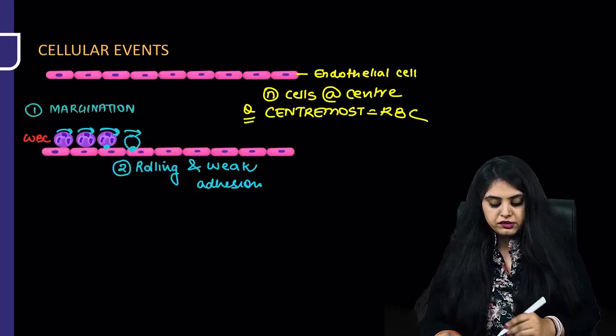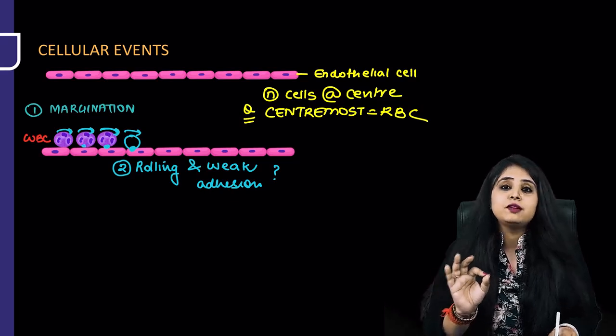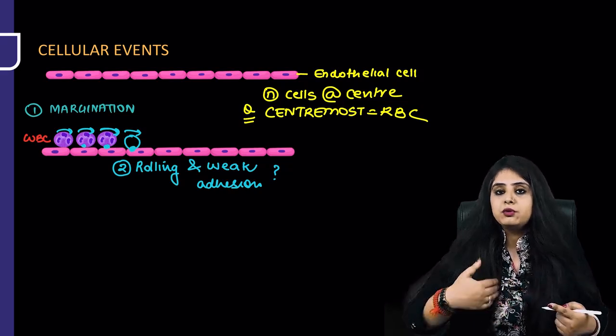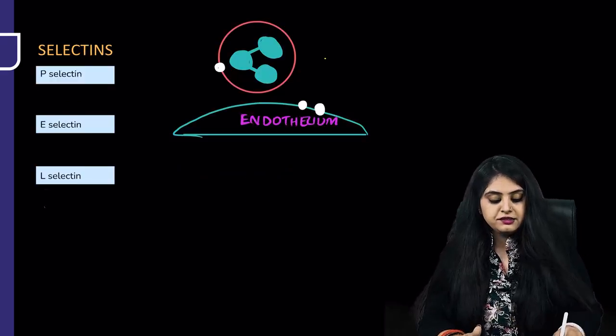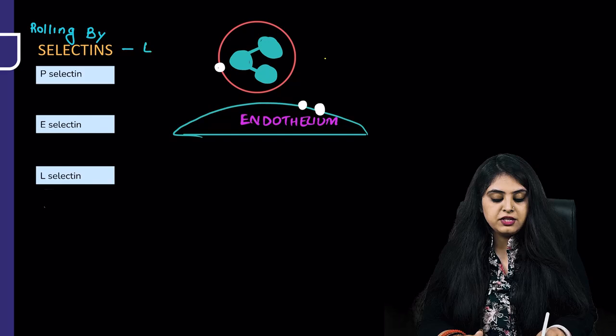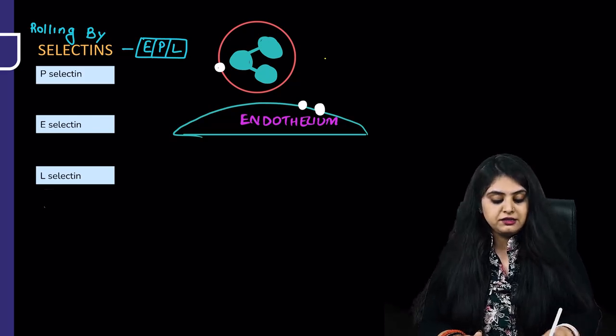But do you know who causes this rolling and weak adhesion? Ma'am, to stick somewhere, you will always need some Fevicol. And rolling like a football: a football doesn't roll on its own. You have to kick a football, right? So who is kicking the cells over here? That kicking of the cells is going to be caused by selectins. So please remember, rolling is caused by selectins, and selectins we have learnt as English Premier League. English Premier League tells me there are 3 types of selectins: E-selectin, P-selectin, L-selectin.